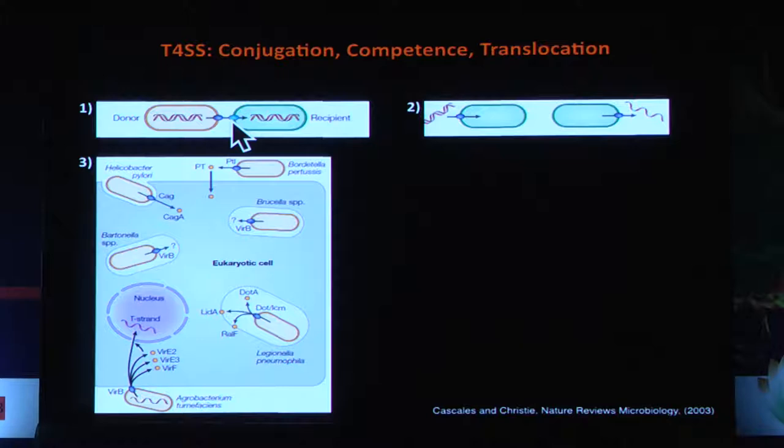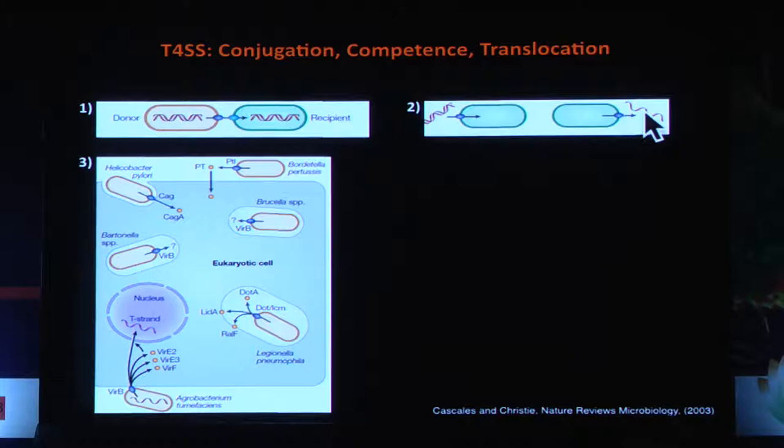Another system is called the competence system. Bacteria can take DNA from outside, from the environment, and bring it inside using this type 4 secretion system. It can also spit out DNA into the environment using the same molecular machine.